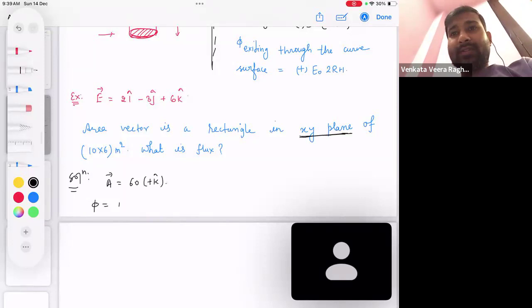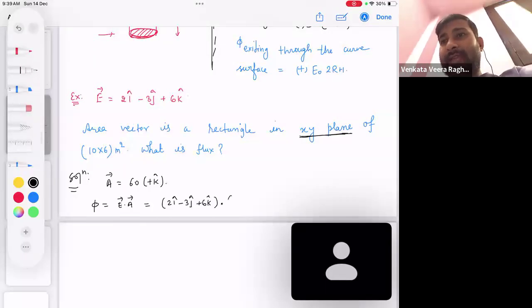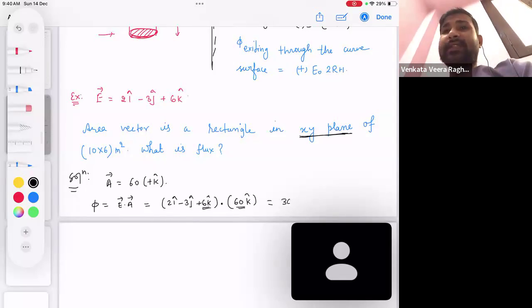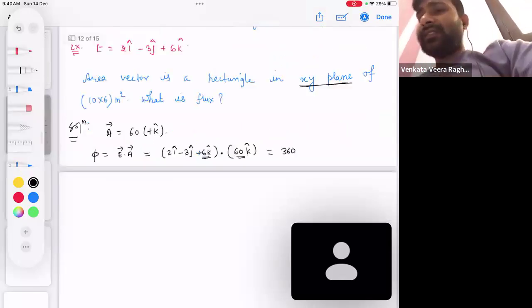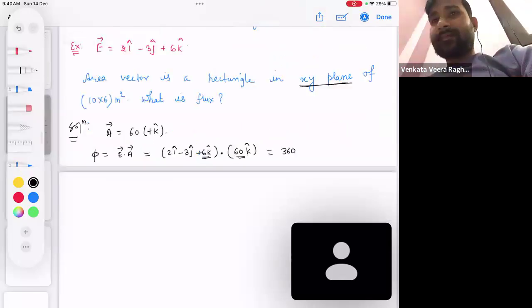Now we want to calculate the flux. So can I take the dot product now? What is the electric field vector? 2 I cap minus 3 j cap plus 6 k cap dot 60 k cap. See that I cap is not there, so it becomes 0. J cap not there in the other one, 0. Only k cap with k cap will come. So 6 into 60. How much will it become? 360.